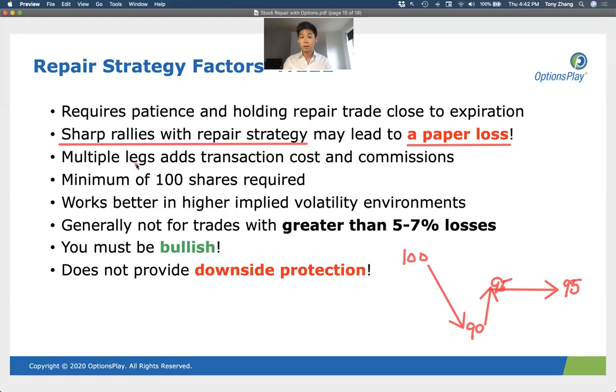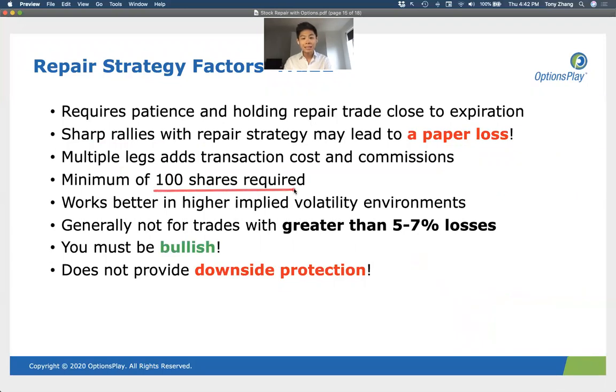Now, the other thing you have to consider is that these are multi-leg trades, that adds transaction costs, that adds commissions. So if you're trading in a very liquid stock, the transaction cost should be fairly negligible. But if you're doing it on a small cap stock, something that doesn't trade a lot of options and the bid-ask spreads are really wide, you have to factor that into your transaction costs and whether that makes sense for you to put on this repair strategy. It does require at least 100 shares because in order to sell that covered call, for you to put on the repair strategy, you must have 100 shares.